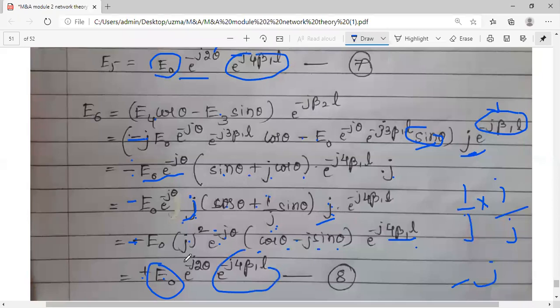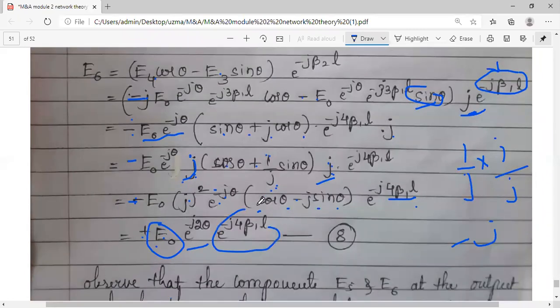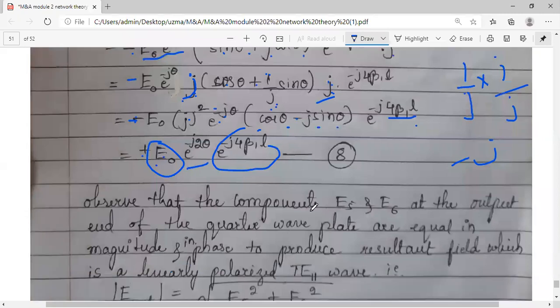Any other? Both are the same. You observe the E5 and E6 components, and both values in equation 7 and 8 come out the same. Observe that the components E5 and E6 are at the output end, after the last plate of your phase shifter, the third, the output lambda by 4 quarter wave section. The output after that is E5 and E6.